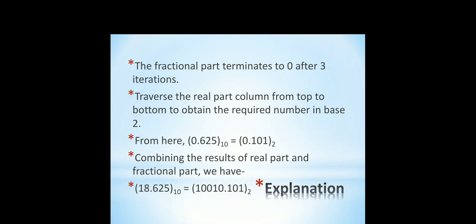So I can read 18.625 decimal is equal to 10010.101 binary. Binary numbers are always read digit by digit in this form only, not as one hundred point one zero one. Okay, binary numbers contain only two digits, 0 or 1, so compulsorily we should read 10010.101 binary, with 2 for binary.